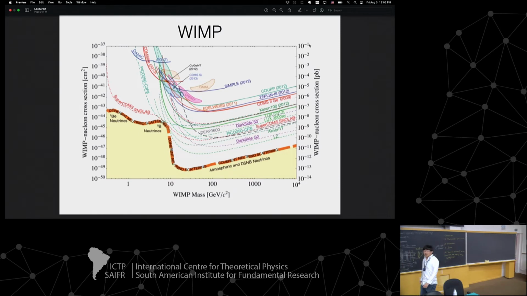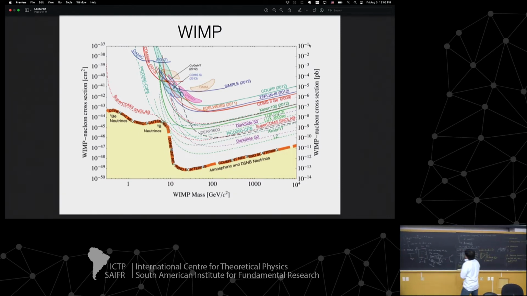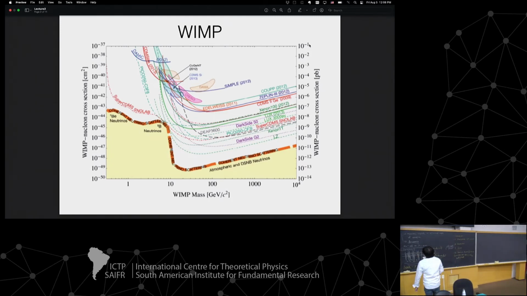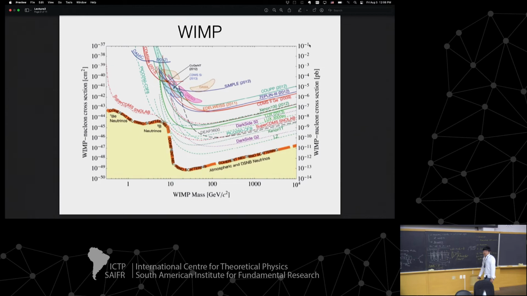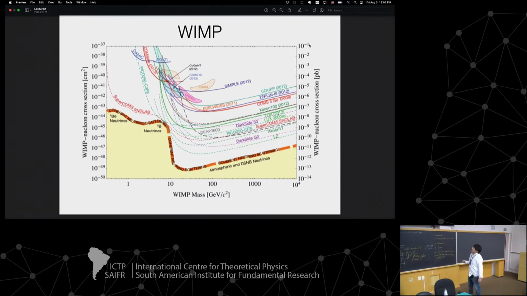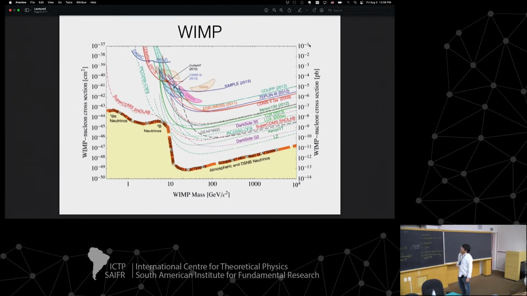Okay, so I will show you a bunch of experiments, but more importantly, let's see the real plots. This is the plot for WIMPs. We have on the y-axis the WIMP-nucleon cross-section, which is basically how much the WIMP scatters with us. And on the x-axis, I have the mass.